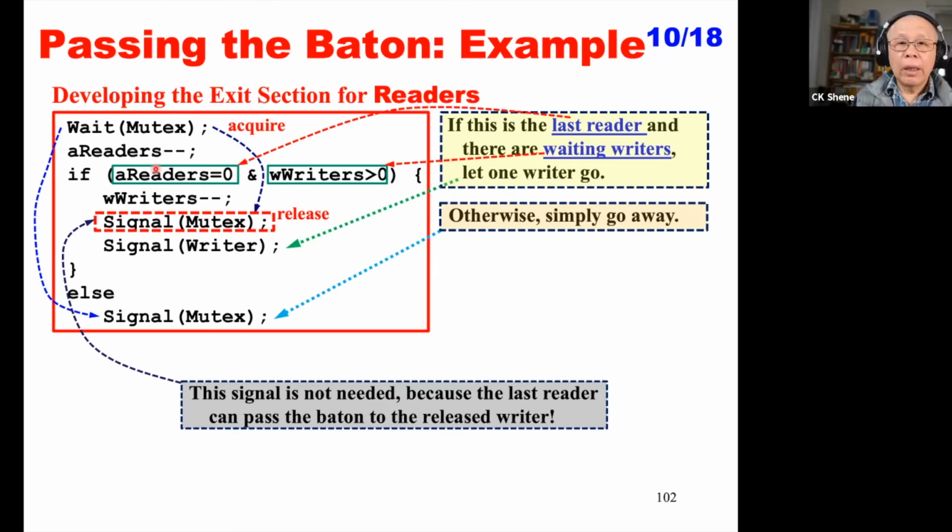So in that case, this reader who is testing is the last reader reading. And are there any waiting writers? So this condition is true if I am the last reader and there are waiting writers. In this case, of course, we need to release a writer. So we subtract one from the waiting writers, release the mutex, and then signal the writer semaphore, allowing a writer to proceed. How am I so sure when I execute this signal, a writer will be released? Well, that's simply because the waiting writers count is greater than zero.